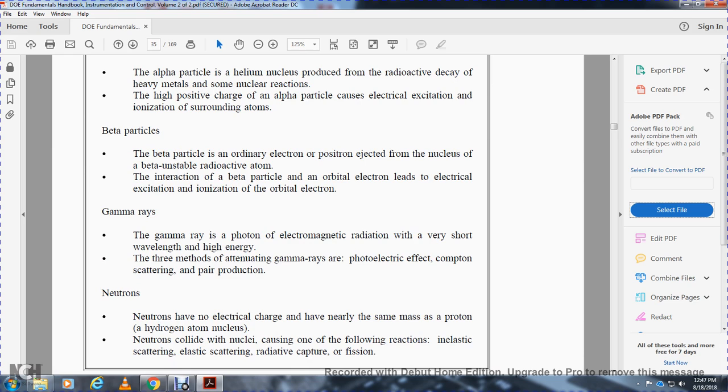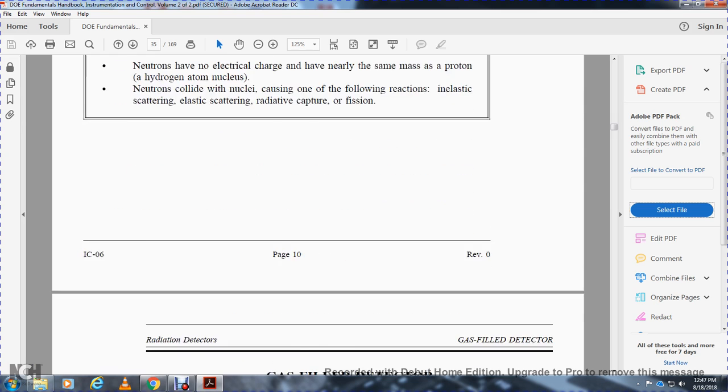Gamma ray: the gamma ray is a photon of electromagnetic radiation with a very short wavelength and high energy. It interacts through the photoelectric effect, Compton scattering, and pair production. Neutrons have no electrical charge and have nearly the same mass as the proton, the hydrogen atom nucleus. Neutrons collide with nuclei, causing one of the following reactions: inelastic scattering, radiative capture, and fission.